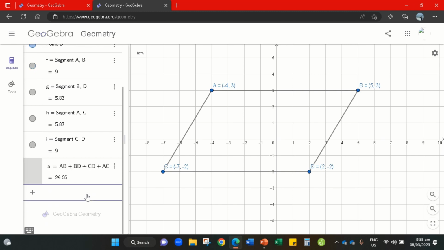Now let's have another one. We want to find the area. This is a parallelogram, so multiplying the length and width, I have AC times AB. Multiplying that, I have 52.48 as the area.